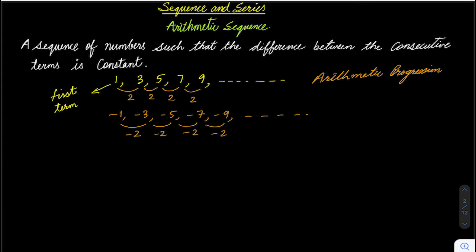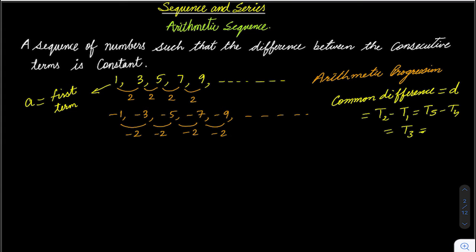Now, the difference between consecutive terms, that is constant, is known as the common difference. Let's denote this by D, and let's denote the first term by A. So the common difference is nothing but the difference between consecutive terms, that is T2 minus T1, or T5 minus T4, or you can write T3 minus T2, like this. So that is the common difference between two consecutive terms.